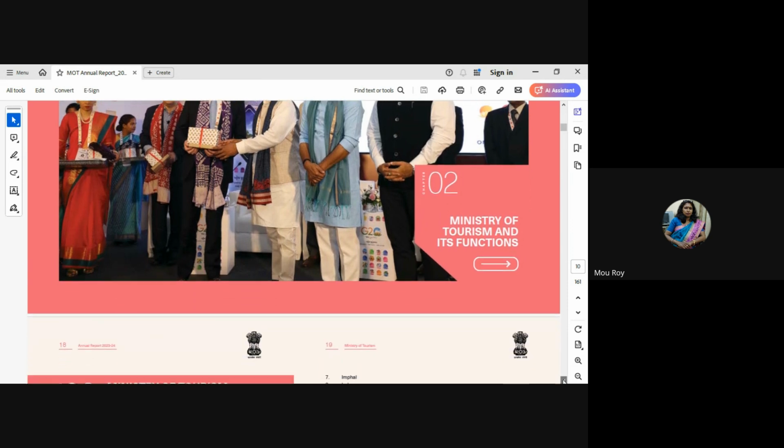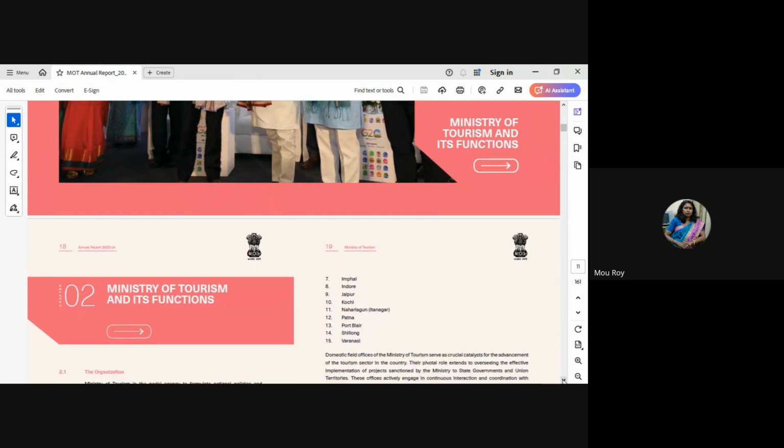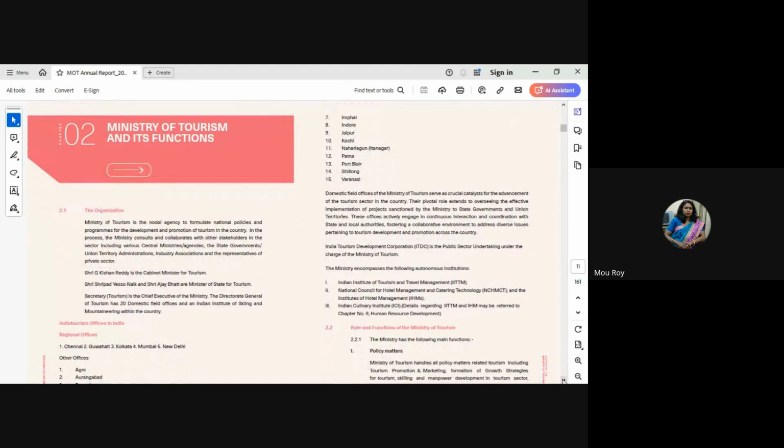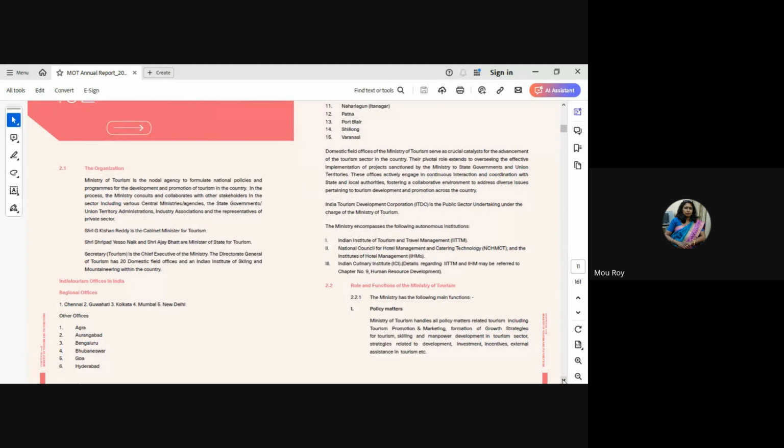Now we have five regional offices in India. Those regional offices are located in Kolkata, Mumbai, New Delhi, Chennai, the metro cities of the country. Besides that, another city is Guwahati, the capital city of Assam. So remember, these are the five regional offices of India Tourism: Chennai, Delhi, Kolkata, Mumbai, and Guwahati. Besides that, other offices are located in the state capitals.